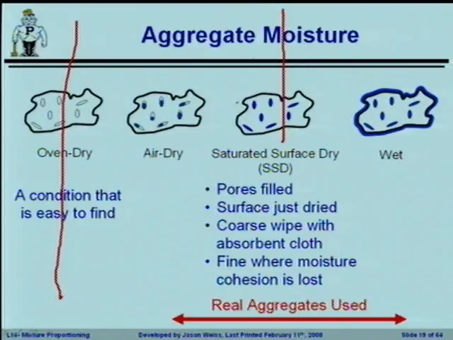And the reason that this is incredibly important is because it won't release water into the system to make the water to cement ratio go higher, or it won't suck water out of the system to reduce the water to cement ratio and make our concrete's workability go down. So what we want are pores that are just filled with water. The surface is just wiped off with a towel in the case of a coarse aggregate. We've just lost cohesiveness in the case of a fine aggregate.